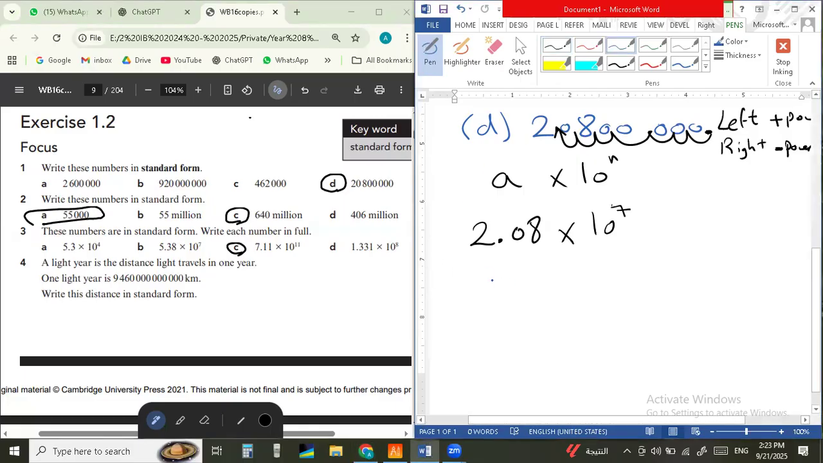So here, question C, for example, they say to you 640 million. And we need to write this in the standard form. So what are we supposed to do? Same thing exactly.